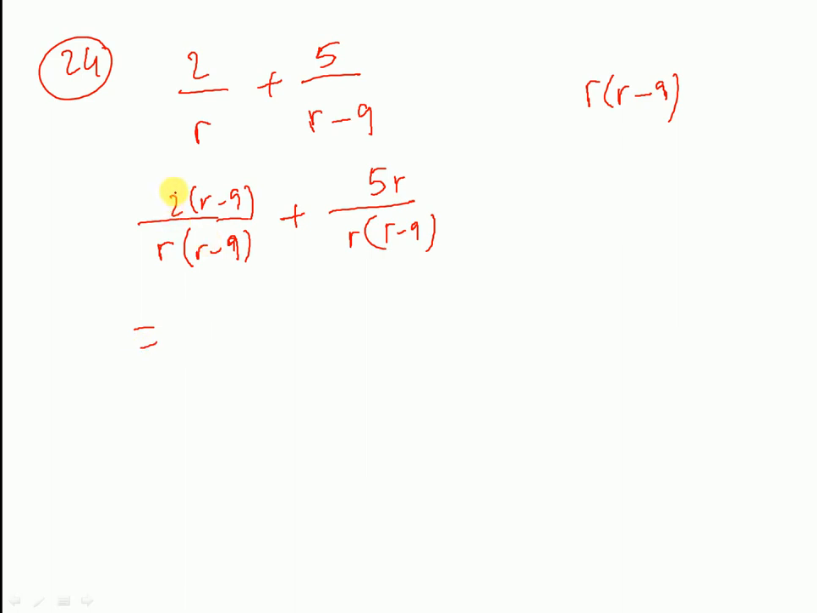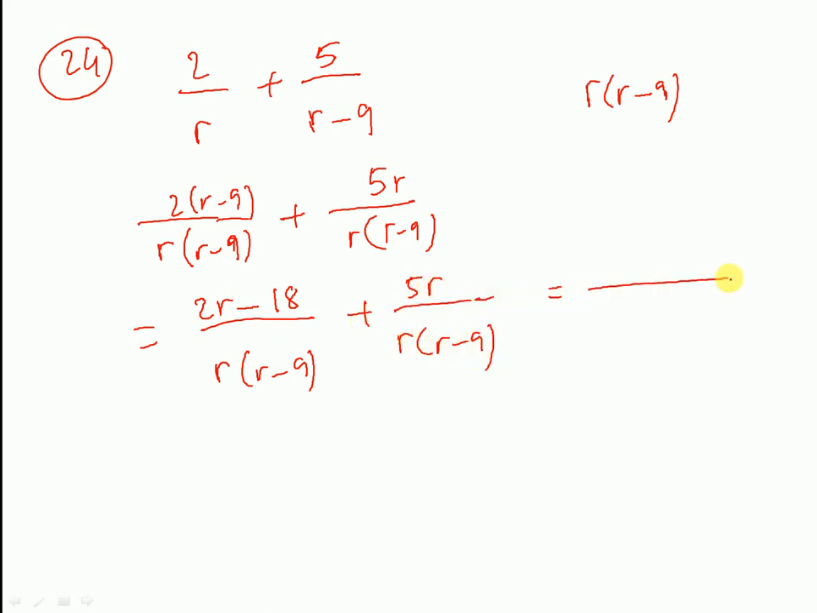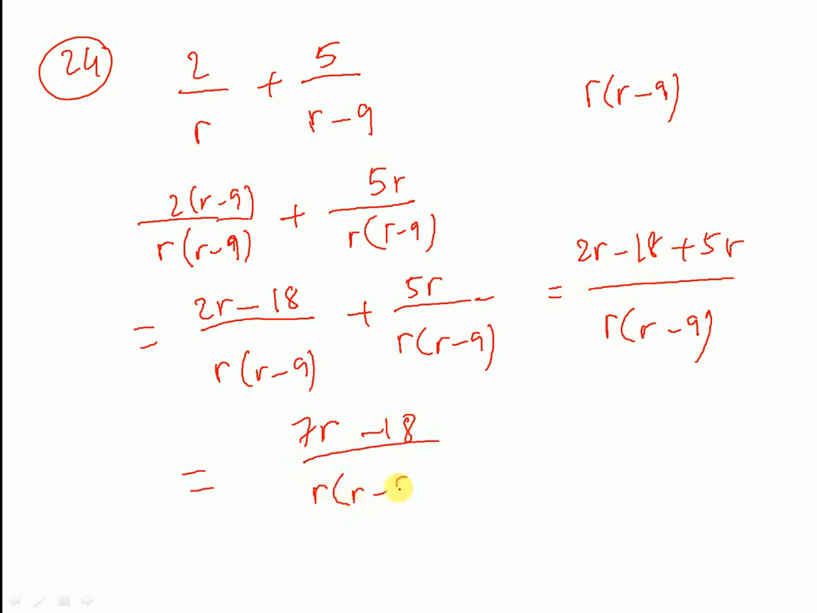Now, due to the 2 inside here, I get 2r minus 18 over r minus 9, plus 5r over r minus 9. Now I can combine the top together: 2r minus 18 plus 5r. 2r and 5r give me 7r, and then minus 18 over r minus 9. And this looks like answer A is correct.